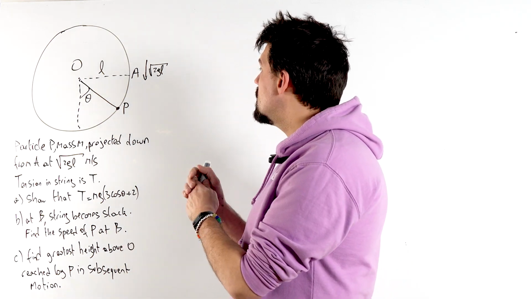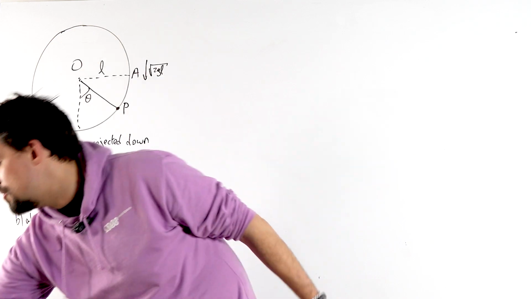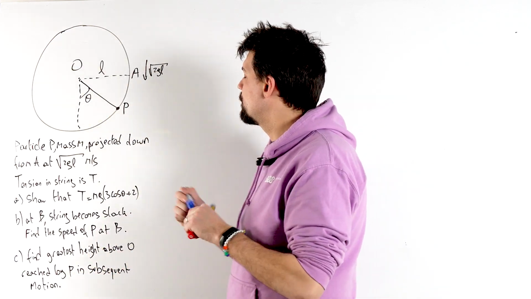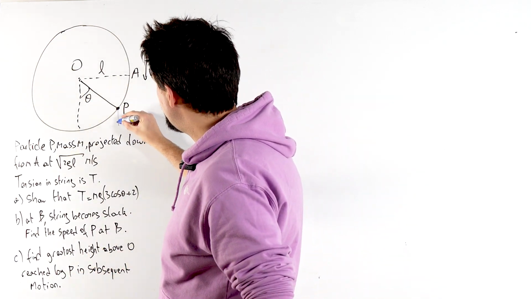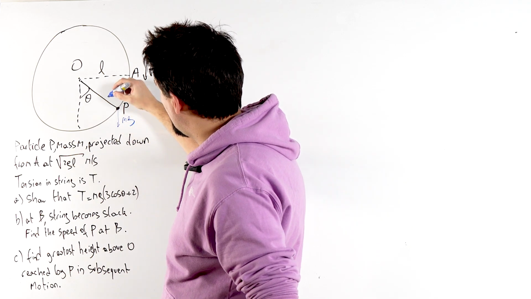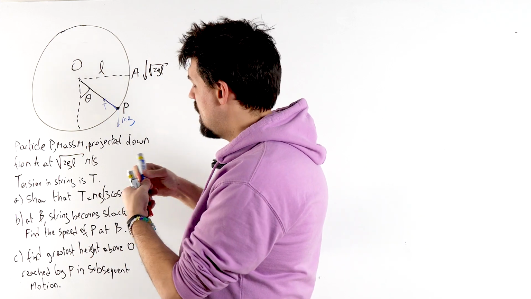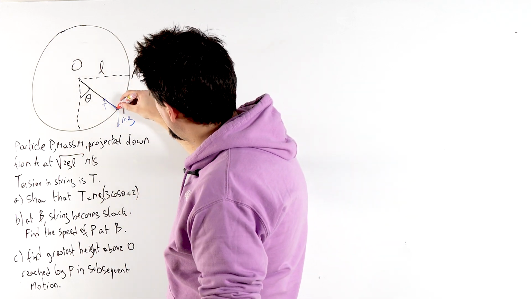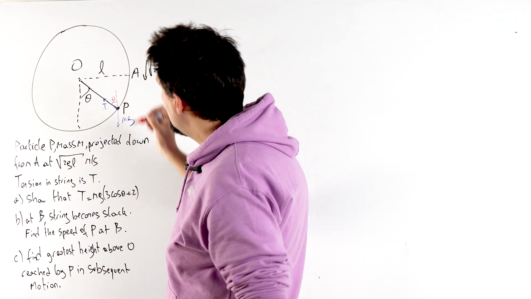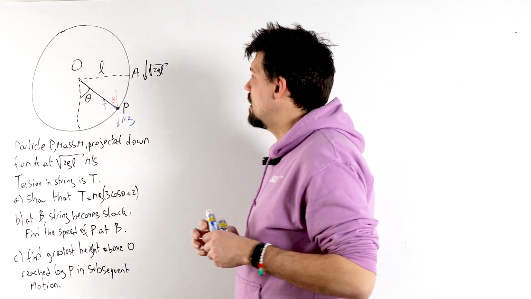All right, so what do we know? Let's do a bit of annotating. We've got mg going down, T going that way, and just for my own sanity, I'll put in a theta there.